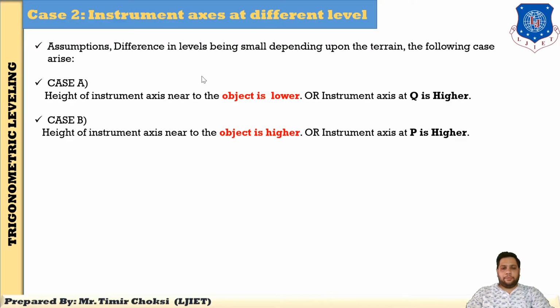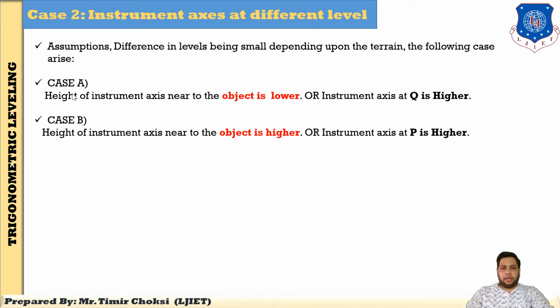You know that for instrument axis at different level, the assumption is that the difference in level is small, and depending upon the terrain, the following cases arise: case A and case B. I have already explained this in session number 4. In this session, I have put this slide so you can take the reference of the equation, understand it clearly, and calculate this example faster.